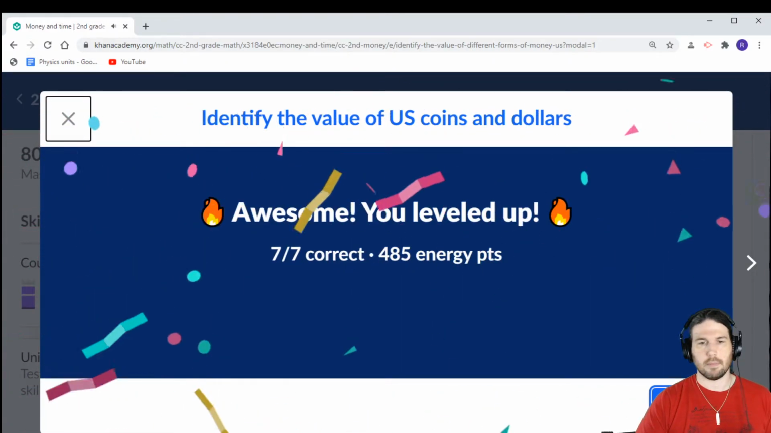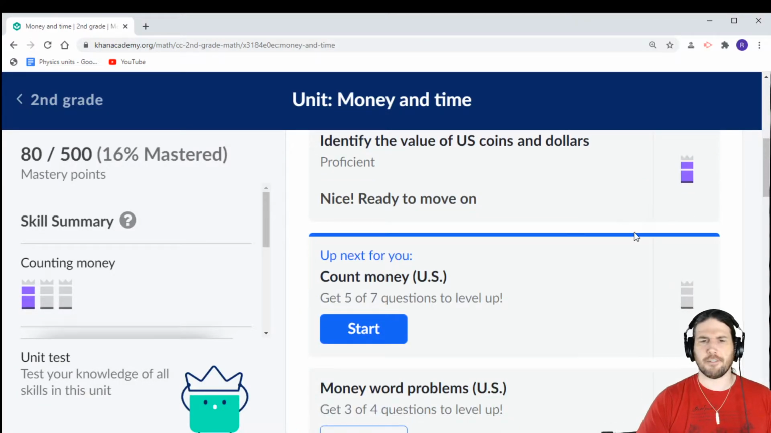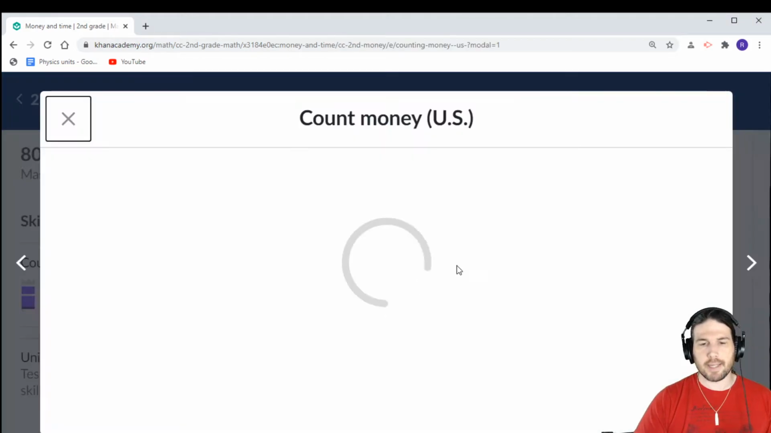Awesome. Practical stuff. Yay, practical math, practical math. Count money, USA.